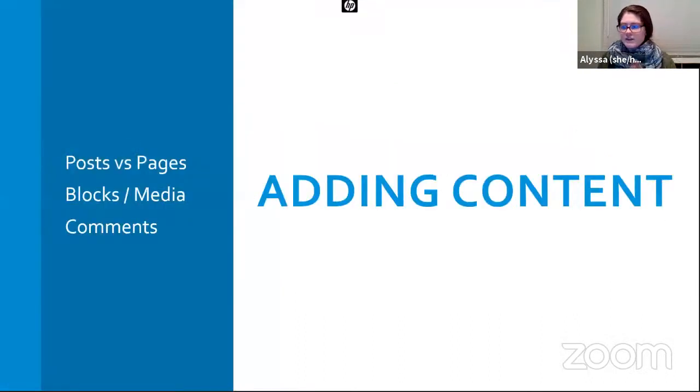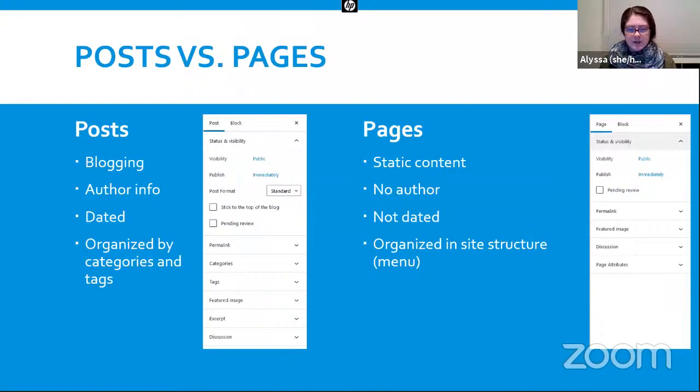Okay, so now we're going to get into adding content. What does that look like? The two different content types that you have on a WordPress site are posts and pages. They can be a little bit confusing because they're very similar. Posts are what you associate with blogging. Posts are dated, they have author information, and they're organized by categories and tags.